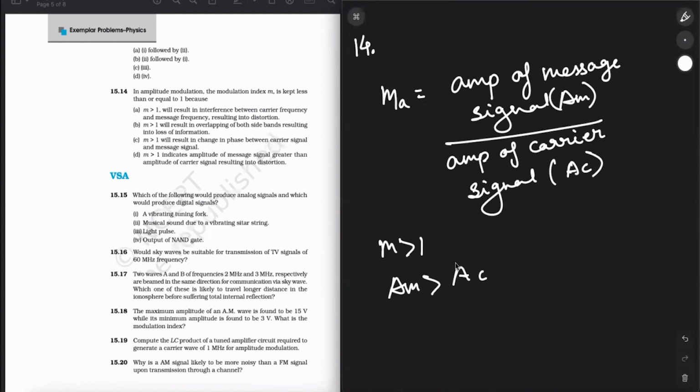The maximum modulation frequency for FM will be delta V max upon VM max, frequency deviation divided by maximum frequency value of modulated wave. But if MF is greater than 1, then delta V max will be greater than VM. This will mean that there will be an overlapping of both sidebands of modulated wave, resulting into the loss of info. So in this question, option B is correct: when M is greater than 1, it will result in overlapping of both sidebands, resulting into loss of info. The next option which will be correct is option D: M greater than 1 will indicate amplitude of message signal greater than amplitude of carrier signal, resulting into distortion. So B and D options are correct.